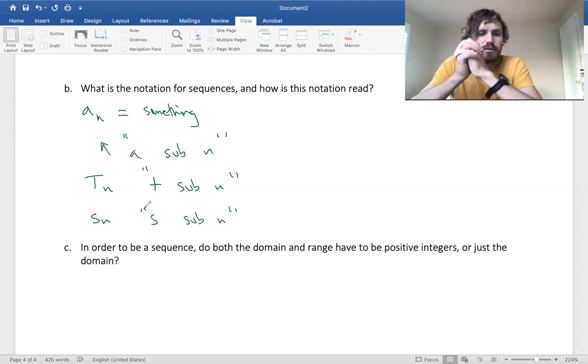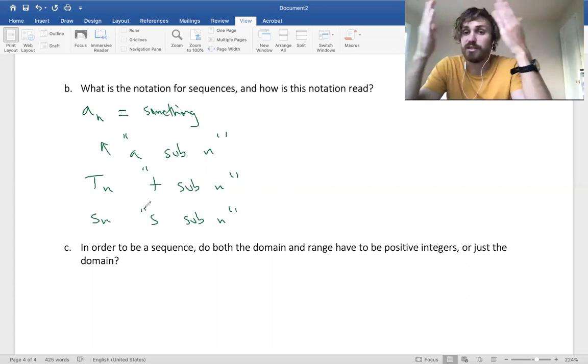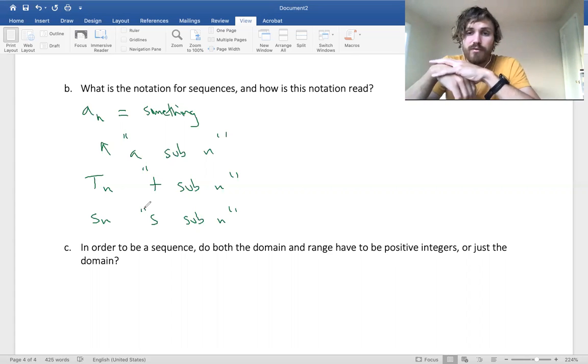Finally, in order to be a sequence, do both the domain and range have to be positive integers or just the domain? It is just the domain. So the range can be whatever you want it to be, but the domain must be only positive integers. So hopefully that makes sense.